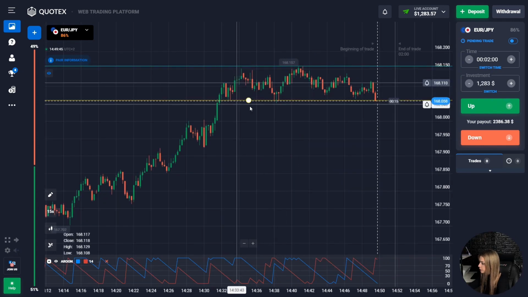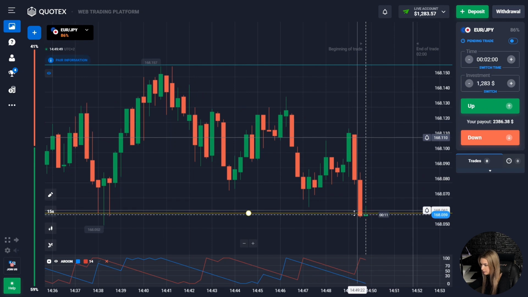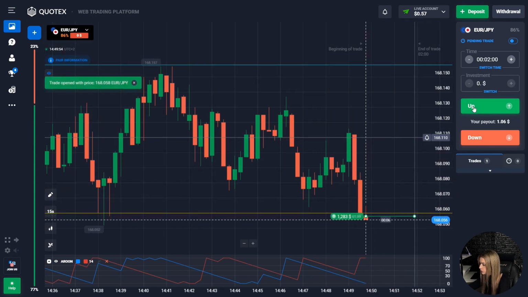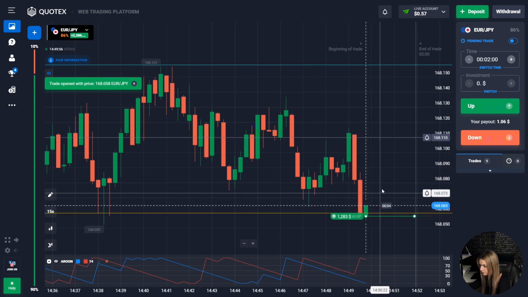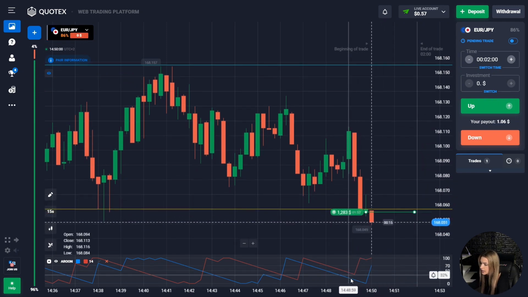As you can see, my dear traders, the price has come to the sideways. At the same time, at the moment, it touched the lower border of the sideways. In such a situation, we immediately open a deal for 2 minutes up, because I think that the price will bounce up from this boundary in a sideways situation.